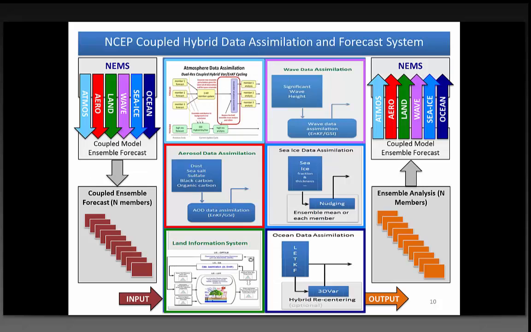This is just a diagram of a couple of hybrid data assimilation and forecast systems. Under NEMS, we would have the different components making coupled ensemble forecasts. Then these coupled ensemble forecast members would go into the data assimilation system. At this point, they are separate. We're testing it as a separate system for the atmosphere, the wave, the aerosol, the ice, land, and ocean. Each of them makes use of this input and gives analysis output, which then goes back as initial states into the NEMS system. Just a little picture.